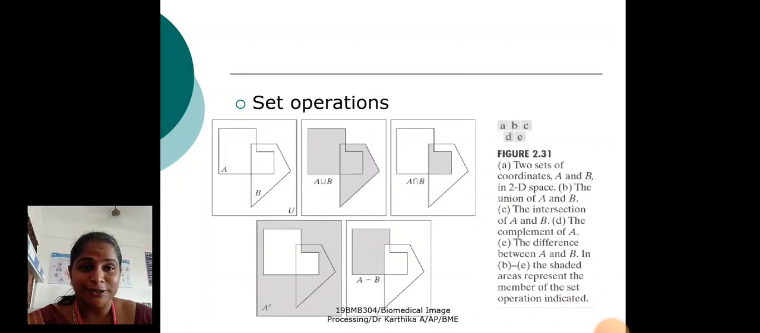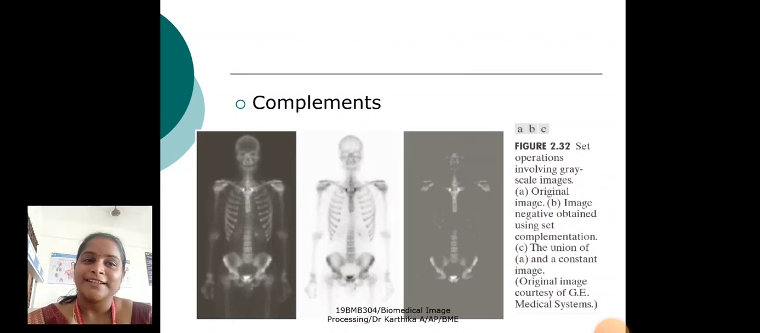And also we have set operations here. Also we have complements: the original image, and an image negative obtained using set complementation, and then the union of A and a constant image here.